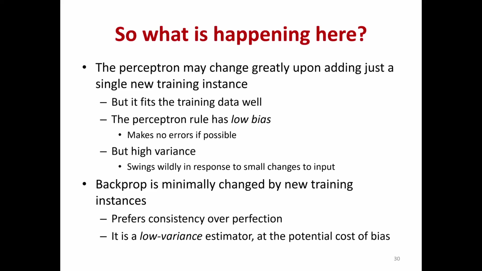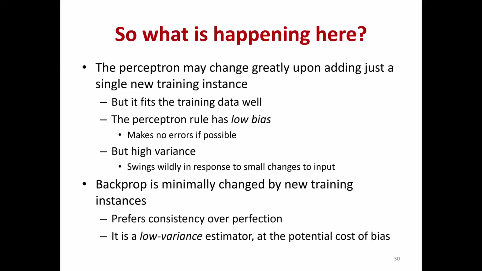So the perceptron rule has low bias, meaning if there is an answer, it will find it. But it has high variance, meaning I can move just one training point, and the solution is going to change wildly. So I can make the solution swing crazily by just moving one little training point around. So it has very high variance. It swings around, it is very sensitive, but it has low bias in that it's always going to find the correct answer if it exists.